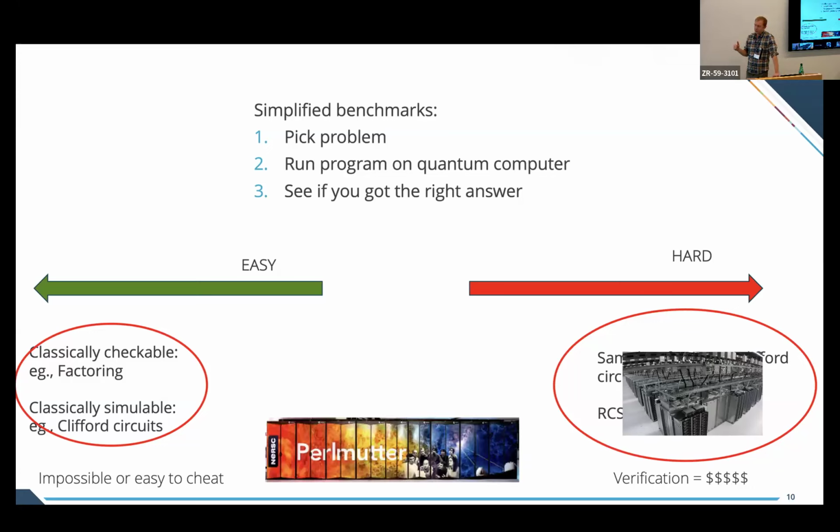So what we'd like to do is, we have access to Perlmutter. We would like to use Perlmutter as the scale that we want to restrict the amount of computation that we have to do for our benchmarking.